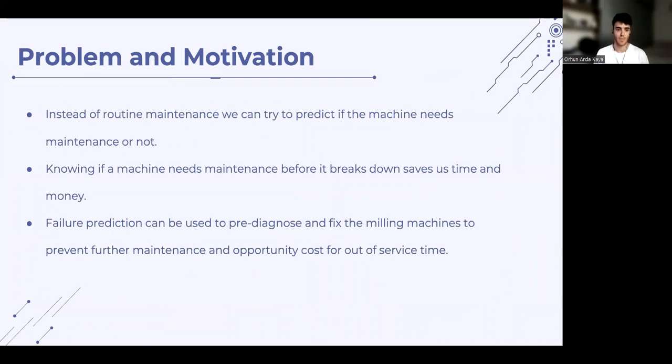Next slide, please. Our problem and motivation: instead of routine maintenance, we can try to predict if the machine needs maintenance or not. Knowing if a machine needs maintenance before it breaks down saves us time and money. It is cheaper to fix the error before the machine breaks down than to replace the whole machine.